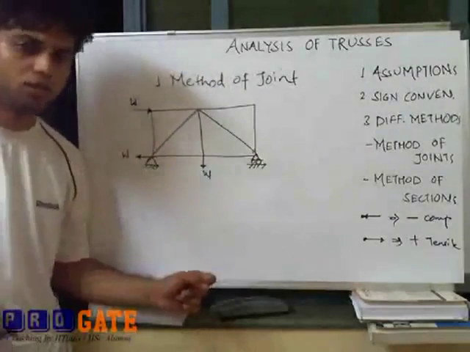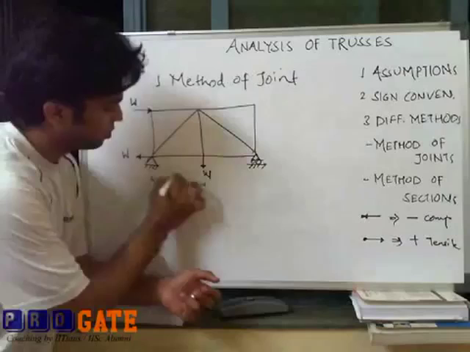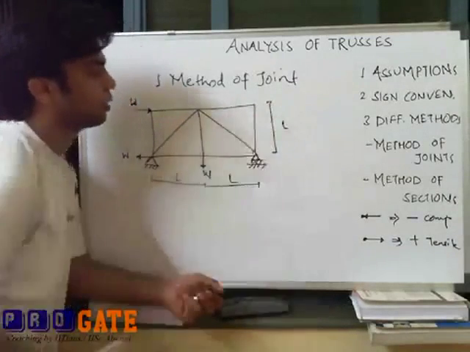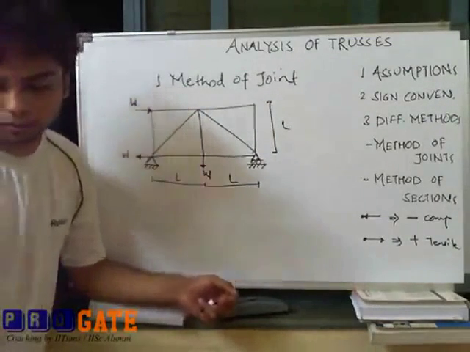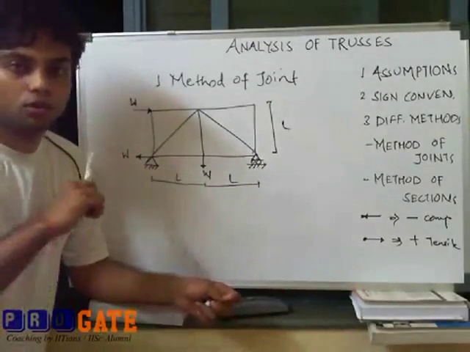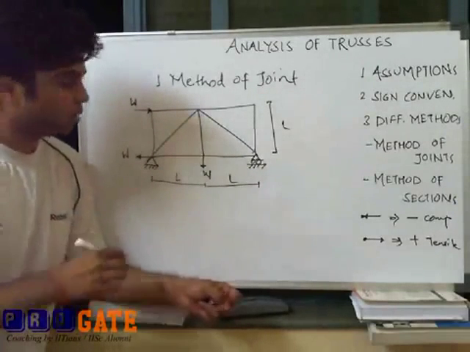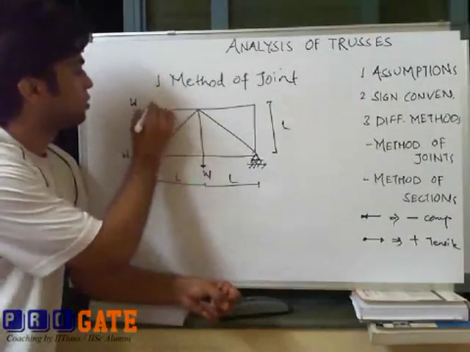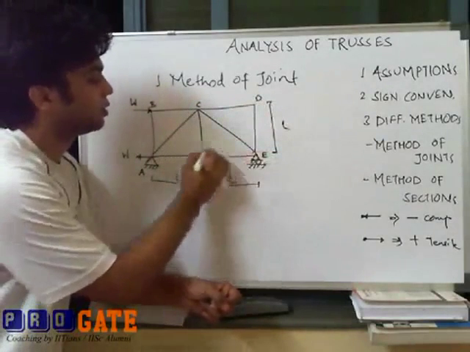We will go with the method of joints first. Yeah, of course I forgot to mention, the length and height of each panel is L. So how do we do? The basic step is to solve the structure for reactions. Reactions must be known. How do we find out the reactions? Just name all the joints: A, B, C, D, E and F.